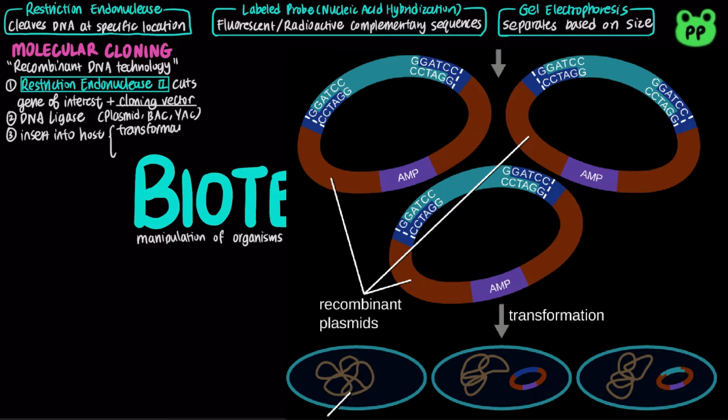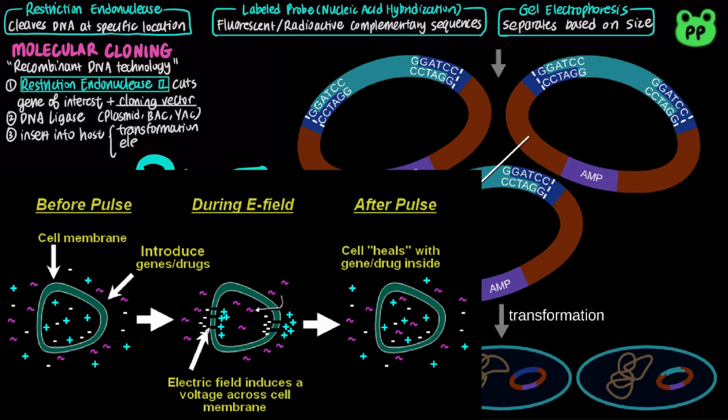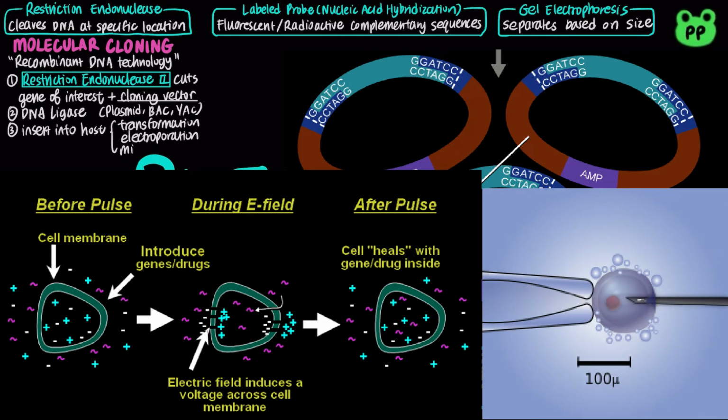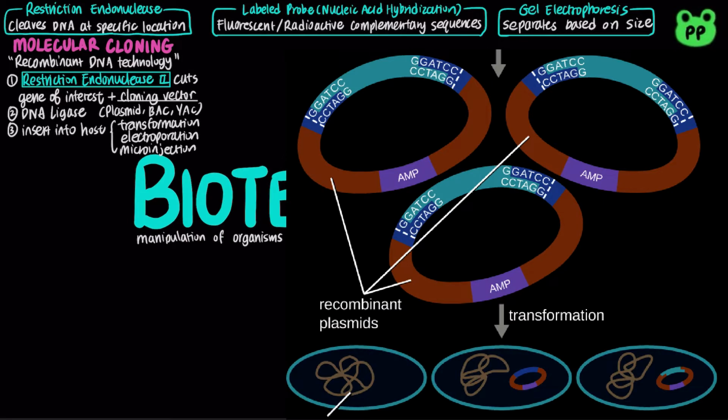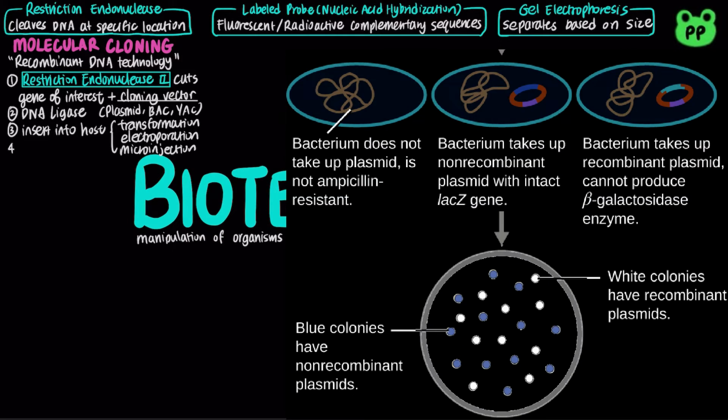The insertion of recombinant DNA into eukaryotic hosts involves either electroporation, which is a brief electrical pulse that creates temporary holes, or microinjection, which injects DNA using microscopically thin needles. The last step involves clone selection, which is to select host cells that contain recombinant DNA.